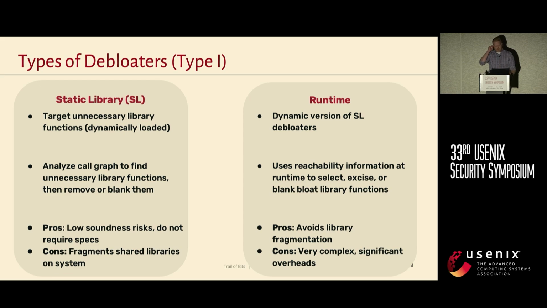We've categorized them into 5 categories, and the first 2 tackle primarily this type 1 bloat. The first are called static library debloaters, and essentially these use the call graph of the main program to identify which library functions are unnecessary at runtime, and then remove them or blank them out of the library files. The problem with these approaches is that they create fragmented libraries, and you end up with a large number of the same type of libraries, each customized to a main program on your system.